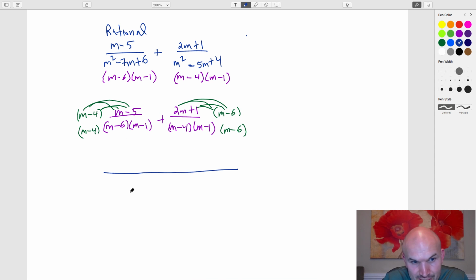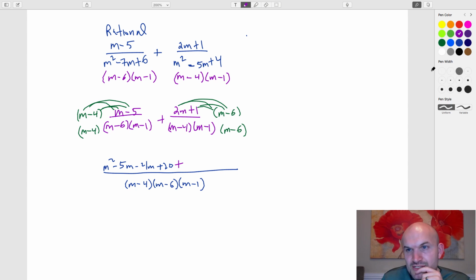So my common denominator, again, is m minus 4 times m minus 6 times m minus 1. Over here, m times m is m squared. M times negative 5 is a negative 5m. Negative 4 times m is a negative 4m. Negative 4 times negative 5 is a positive 20. The purple plus comes down.